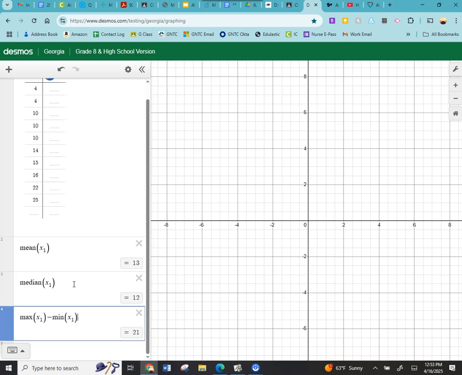You might want to write on your paper this little Desmos hack. You do have to enter the data in the table, and then you can literally type mean X1, median X1. You can't type range, so you have to take the max and subtract the min. Okay? Please try the 4 practice problems right now. Because of this Desmos hack, I'm setting a very strict timer, and then we're moving on.